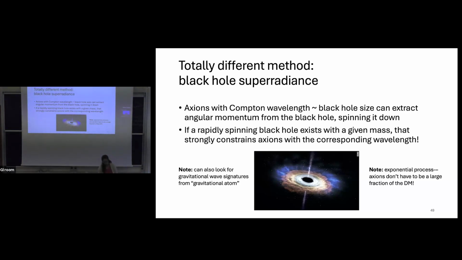You can also look for gravitational wave signatures from this. Basically the axion cloud around the black hole forms this sort of gravitational atom. And so you can look for gravitational waves coming from transitions and things like that. But that's a little bit more model dependent, depending on if there are axion self interactions and things like that. Okay, so these are just a handful of very different kinds of astrophysical searches you can do.